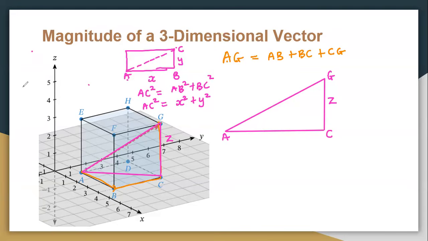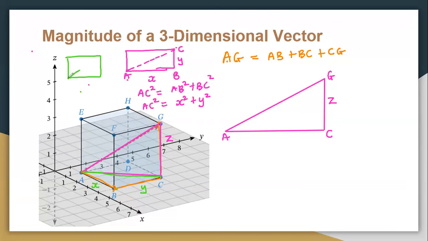Let me now write on the diagram here such that people can be able to visualize it further. A to B is X. B to C is Y. So in order for you to get this hypotenuse here, we use Pythagoras theorem. It's like having a triangle.